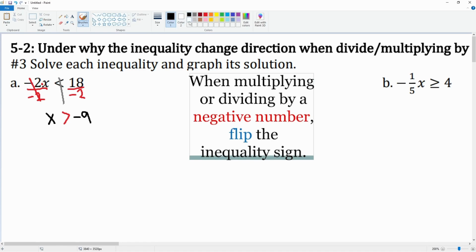Now when you graph it, it says x is greater than -9. So here's -9, here's 0. This is open. x is greater than -9, so it's everything to the right of it.